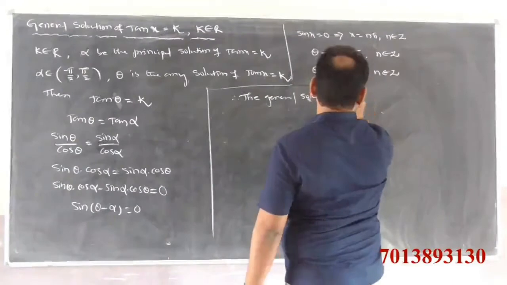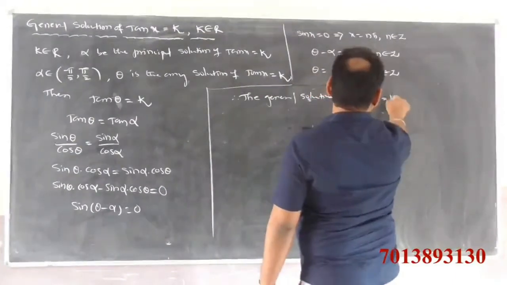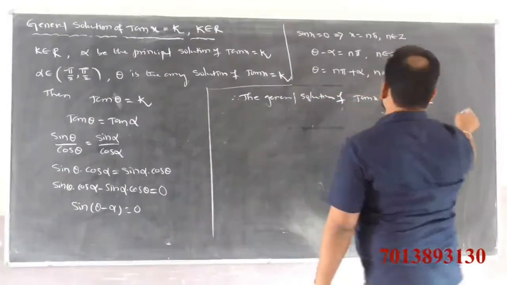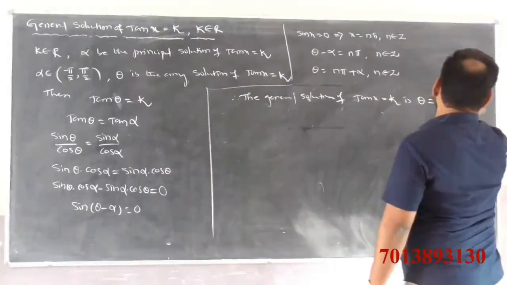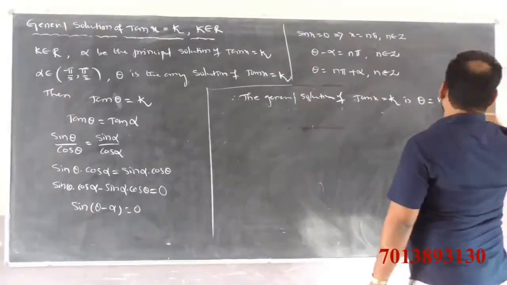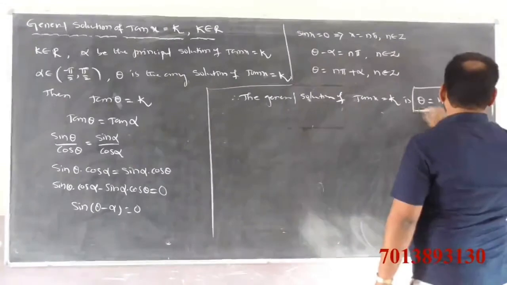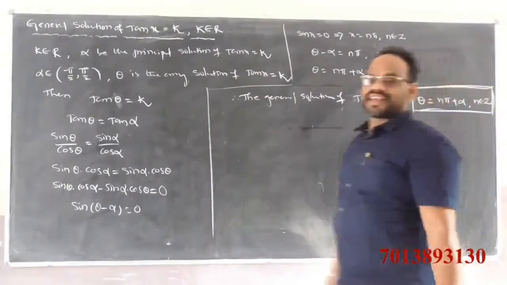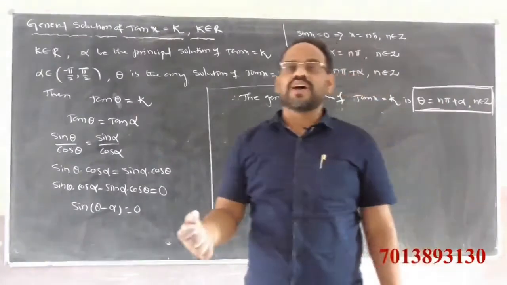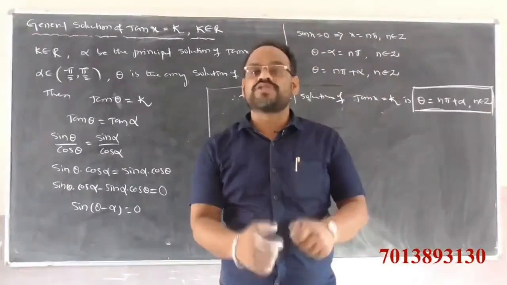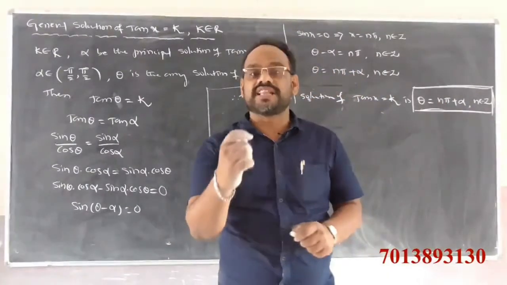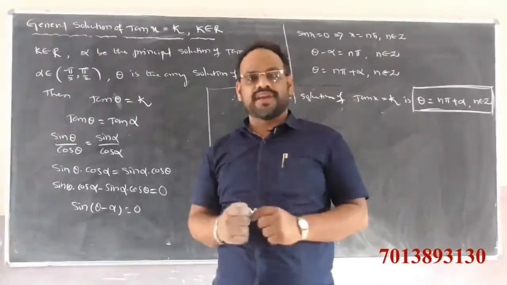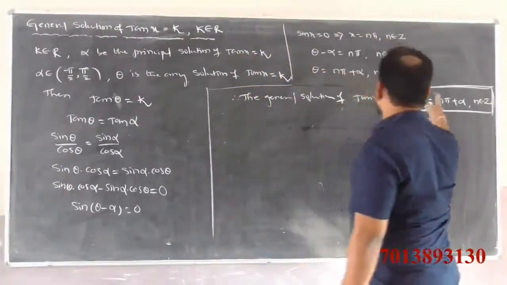Therefore, the general solution of tan x equals to k is theta is equal to n pi plus alpha, where n belongs to Z. Theta is equal to n pi plus alpha, where n belongs to Z, is the general solution of the given trigonometric equation, tan x is equal to k.